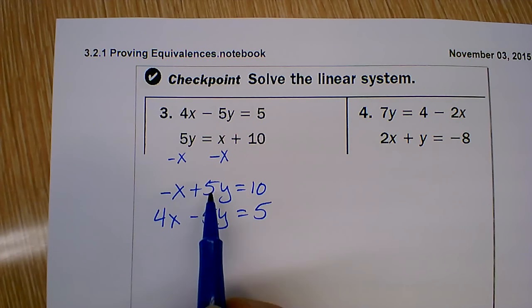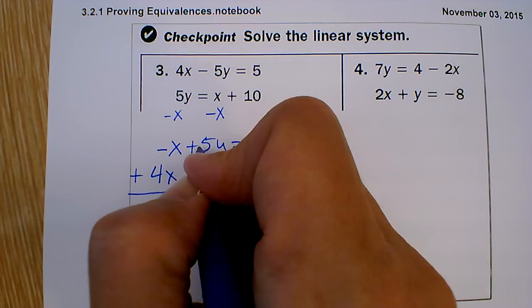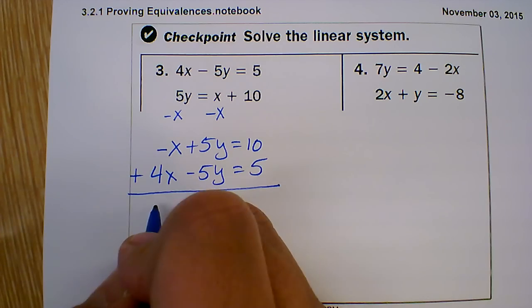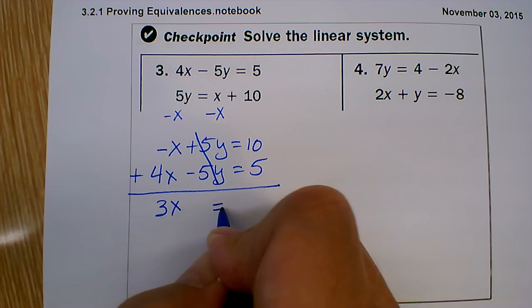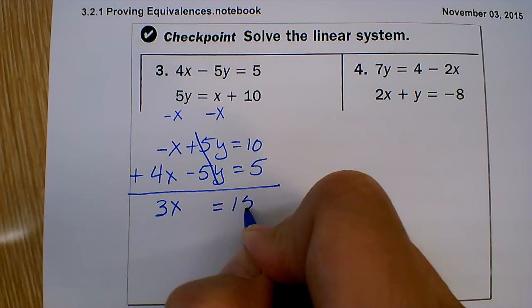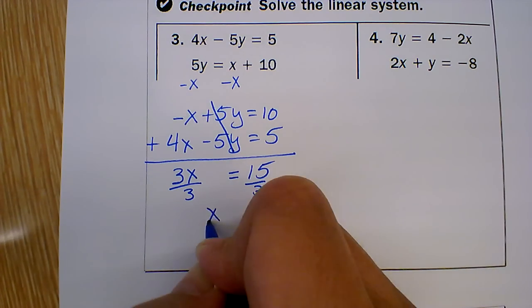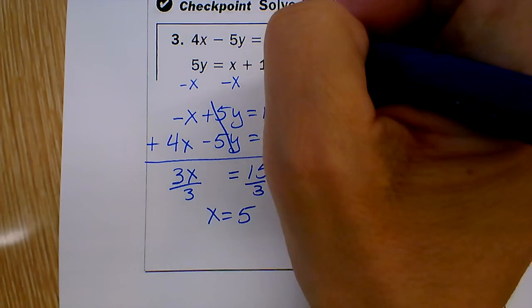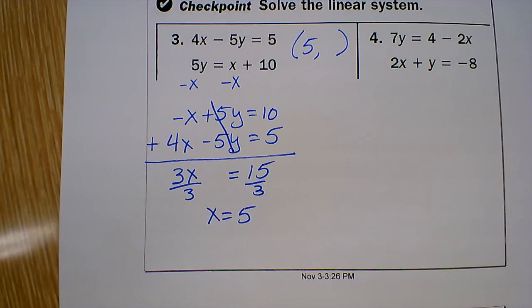I notice 5, negative 5, I can eliminate my y's. I'm going to add my two equations. Negative x plus 4x gives me 3x. These are eliminated. 10 plus 5 gives me 15. Divide both sides by 3. X is equal to 5. So my x coordinate is 5.